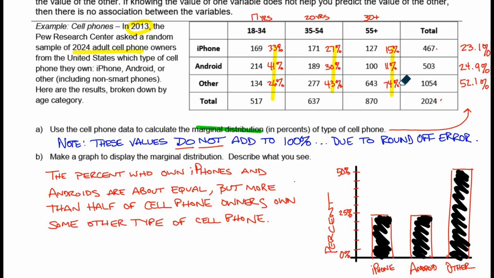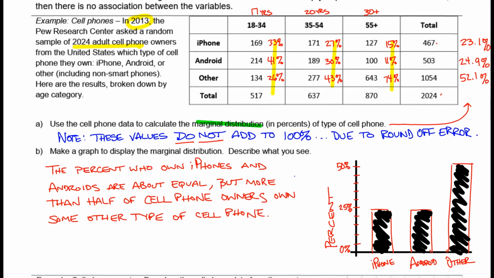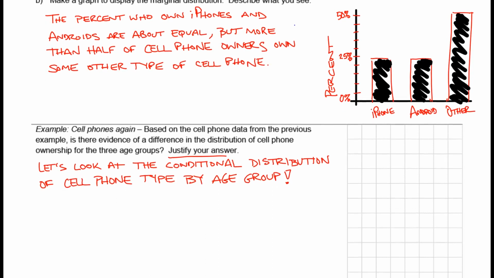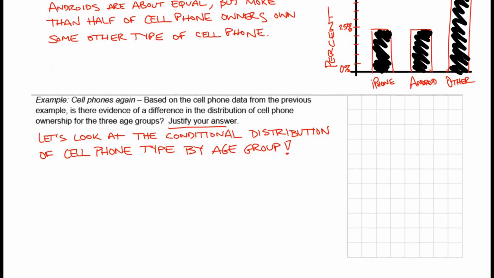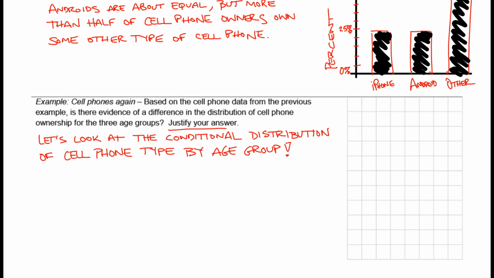Okay, so there is our conditional distribution of cell phone by age group. So again, percents going down the columns. Now let's analyze those. One of the first things to do to analyze a distribution is to graph it. So I'm going to go ahead and set up a graph of those calculations that I just did.